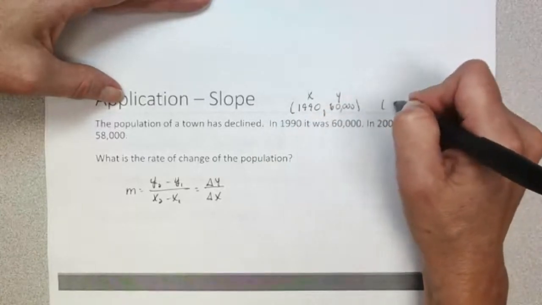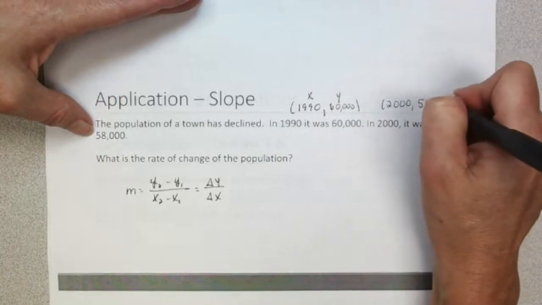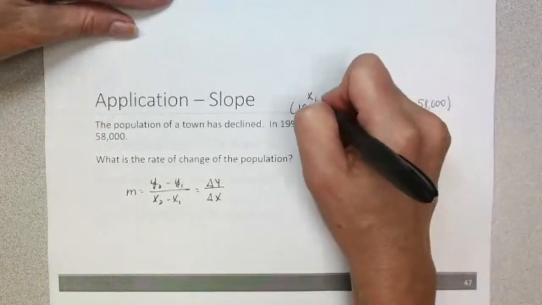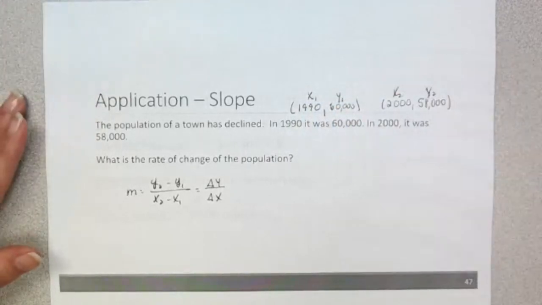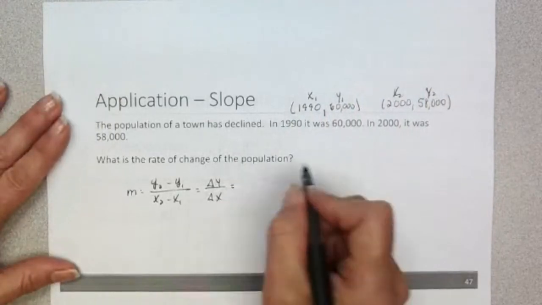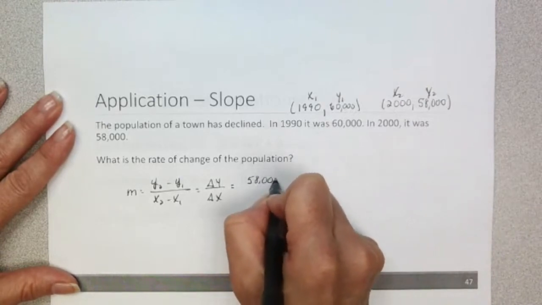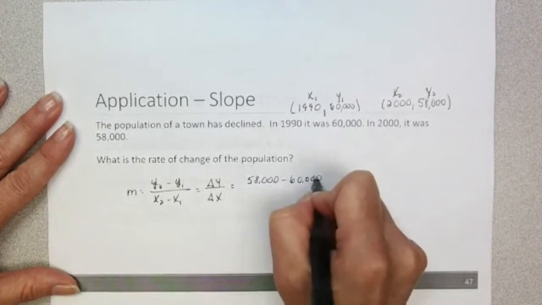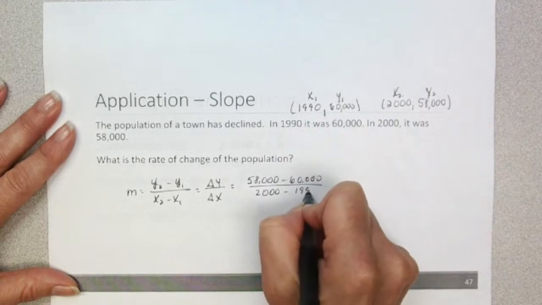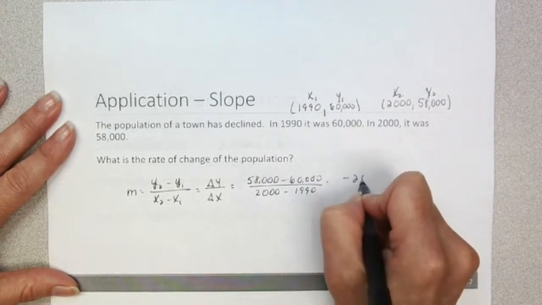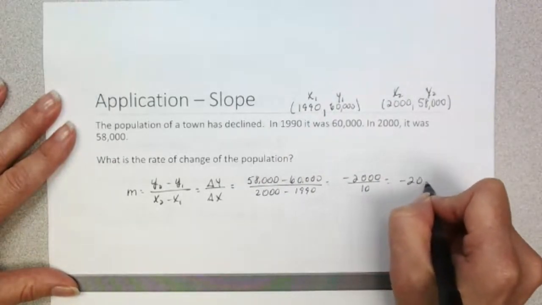And then again, we know here that in 2000, that population had declined to 58,000 people. Right? So we could consider this an x1 and a y1 and x2 and a y2. And I think we can calculate that rate of change using the slope formula. So we'll have 58,000 minus 60,000 divided by 2,000 minus 1990, or negative 2,000 divided by 10, and that'll reduce down to negative 200.